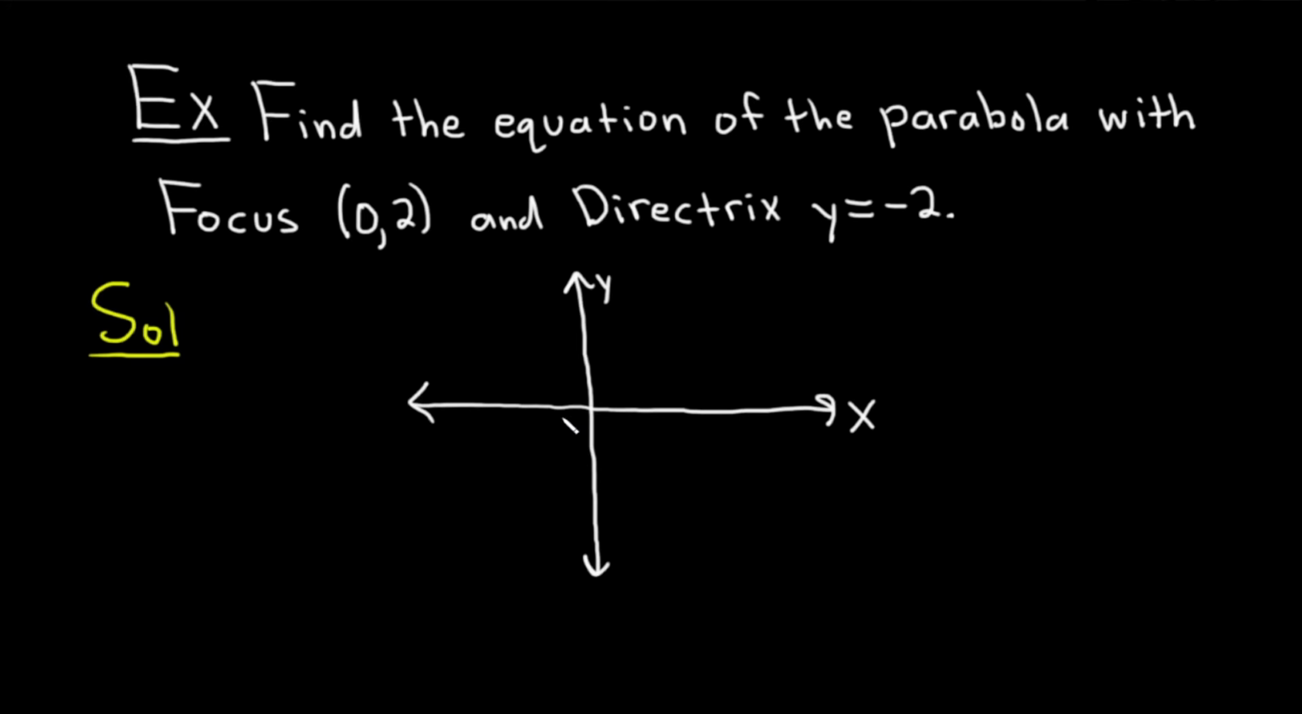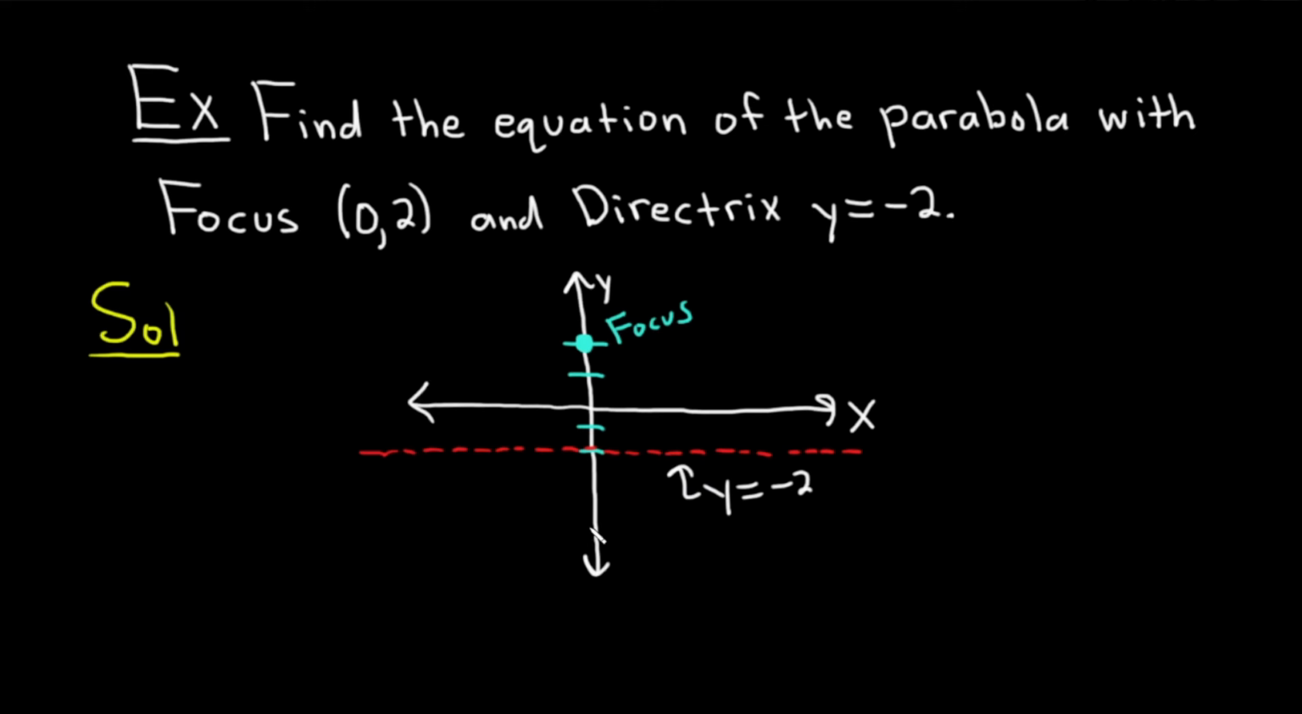We're told that the focus is (0, 2). So from the origin, we're going to go up 2 and put a dot. That would be the focus. And the directrix is the line y equals -2. So that's down here, and it's going to be a horizontal line because it's y equals. So let's go ahead and draw our horizontal red line here. This red line is going to be the directrix. So I'll label it as y equals -2. And that's the directrix, this line here.